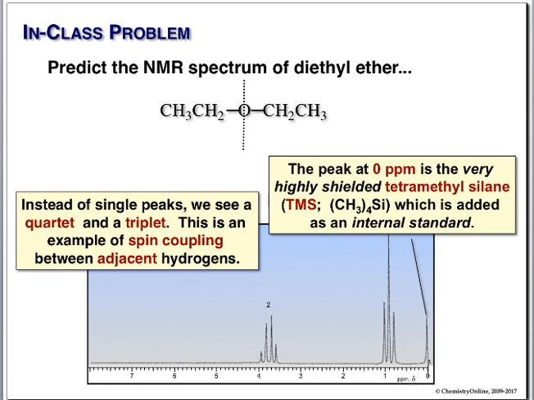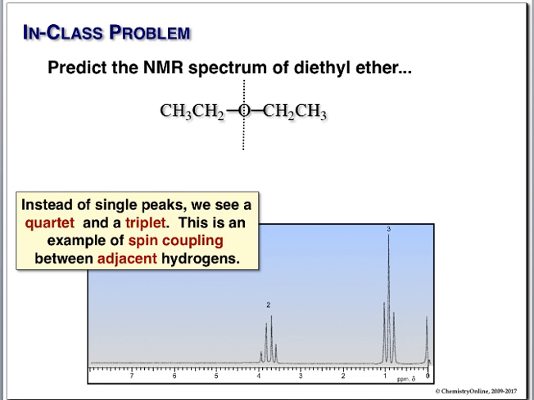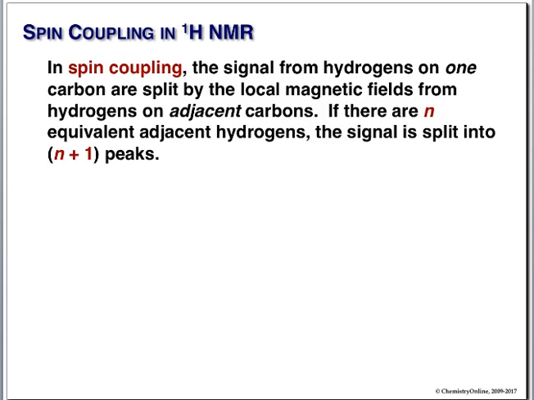This is an example of the peak at 0. This is tetramethylsilane, and it's used as an internal standard because virtually nothing comes this low in the proton NMR. All right, why are we getting this coupling?